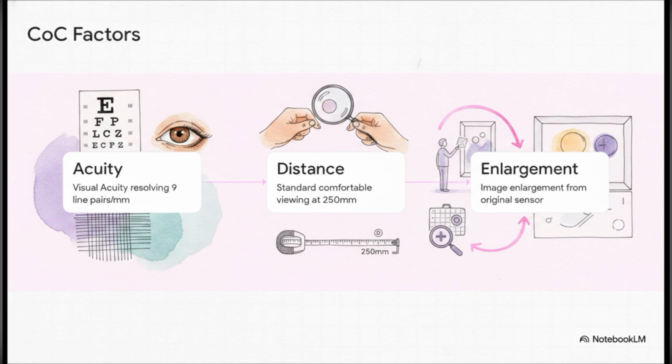And third is image enlargement. This is exactly how much you have to blow up the original image captured on your sensor to make your final physical print. It's a moving target, completely dependent on how you decide to present your final work.